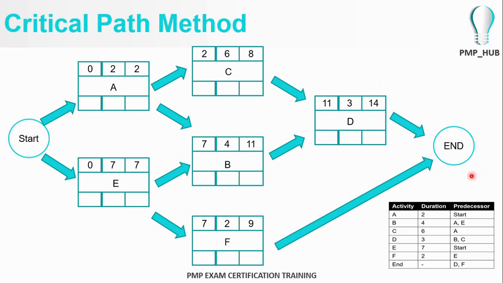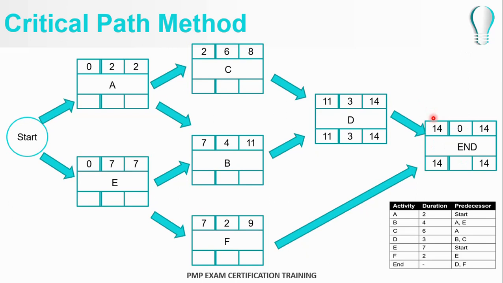Since there is no activity at the end, in order to make the calculation easy, we will substitute this end with a zero day activity milestone. So this is the end. The earliest finish time is day number 14. Day number 14 is a zero milestone, and the earliest finish time will be day number 14.